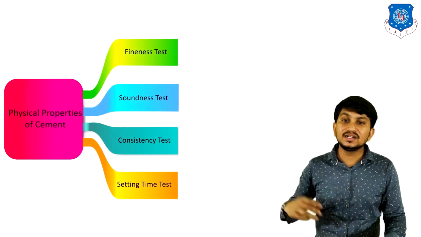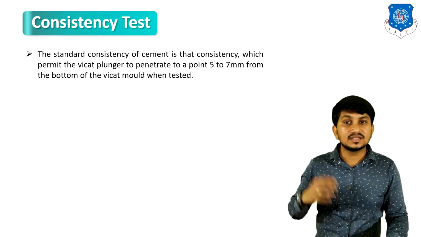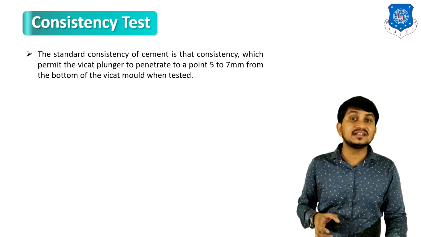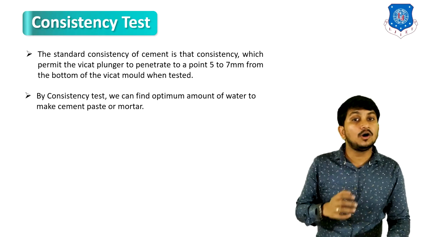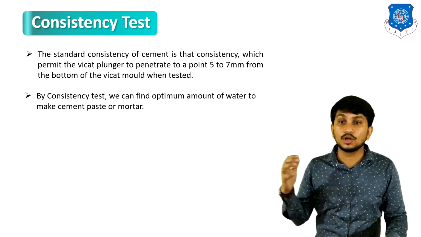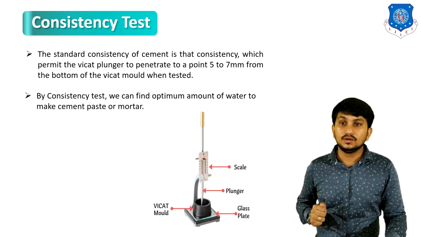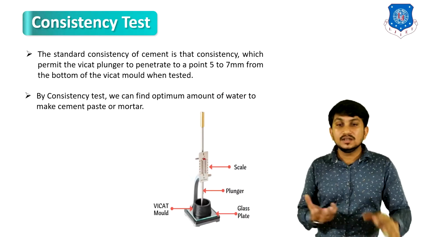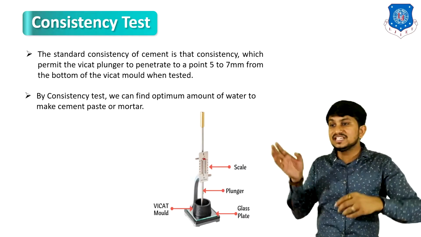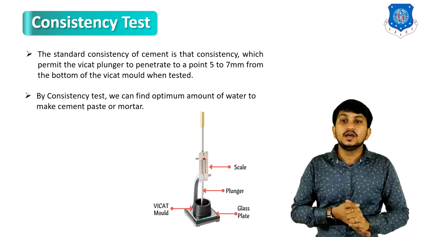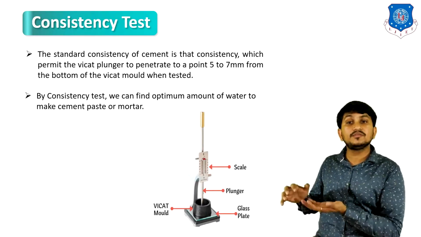Third test is the consistency test. The standard consistency of cement is that consistency which permits the Vicat plunger to penetrate to a point 5 to 7 millimeter from the bottom of the Vicat mold when tested. This is the Vicat mold. You have to pour the mortar in this Vicat mold, and then drop this plunger from the top. The plunger penetration should be 5 to 7 millimeter from the bottom of the Vicat mold.